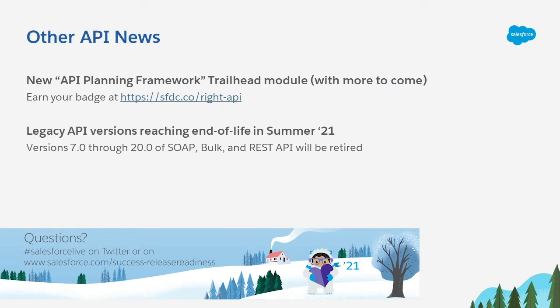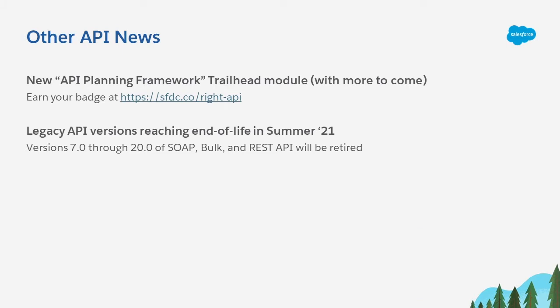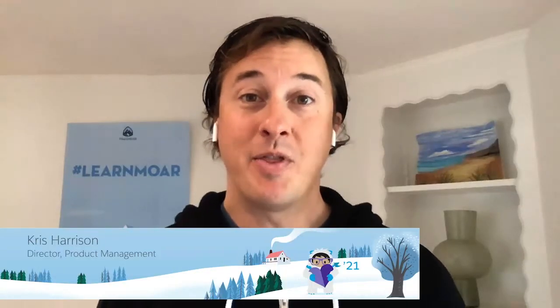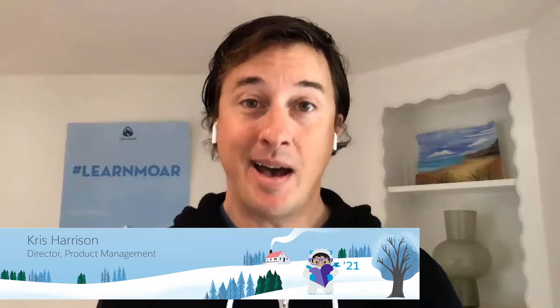And if you haven't already, start your preparations for the end of life of API versions 7 through 20, which will be happening in the Summer 21 release next year. As you can see, the latest and greatest version of the API that ships with every major release is jam-packed with some awesome new capabilities, so be sure to take advantage. And that's a wrap on the Winter 21 API highlights.